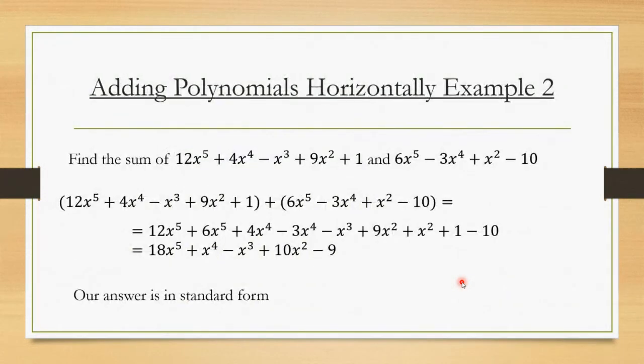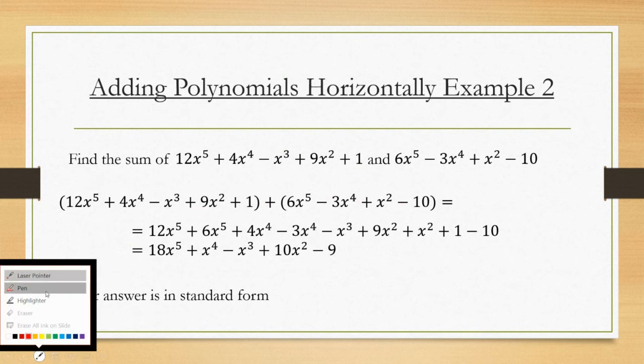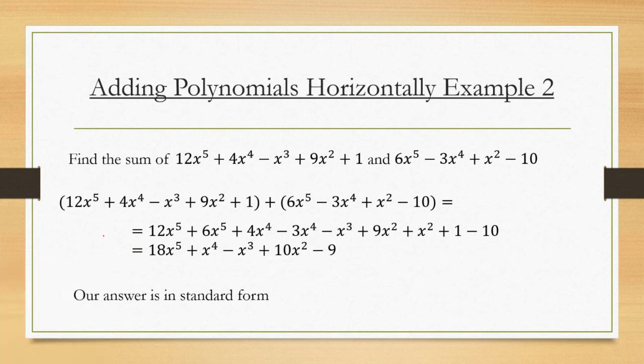Okay. Let's do another one then. So we're going to add these two polynomials together. Again, I use parentheses here. I don't really think that's necessary, but we do have to find like terms, and then we combine them. So here, we have 12x to the 5th. What can we combine that with? Well, nothing here. 6x to the 5th. So we combine that. That's how we get this.